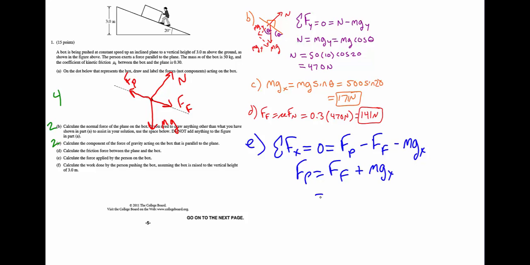And we know both of these now. We know the friction force is the 141 newtons we just calculated, and mgx is the 171 newtons we calculated in part C. And when we add these together, we get an answer of 312 newtons.